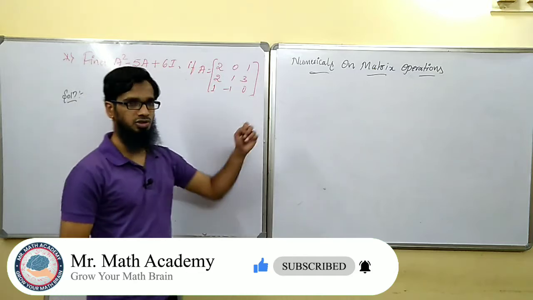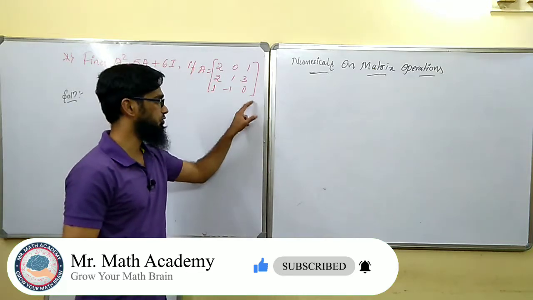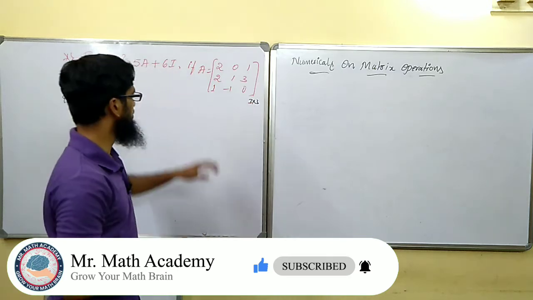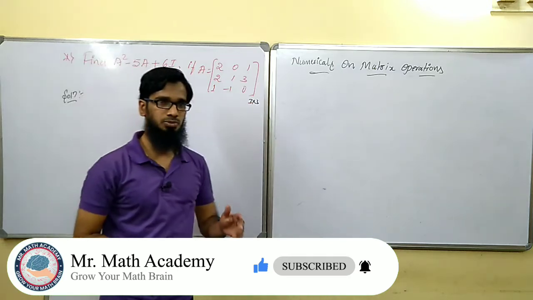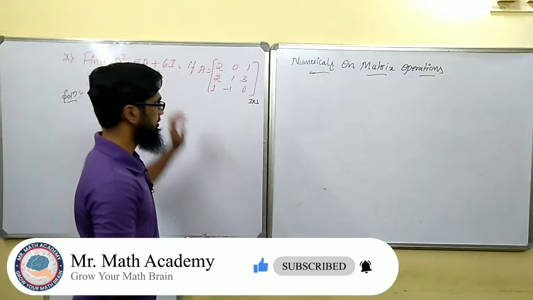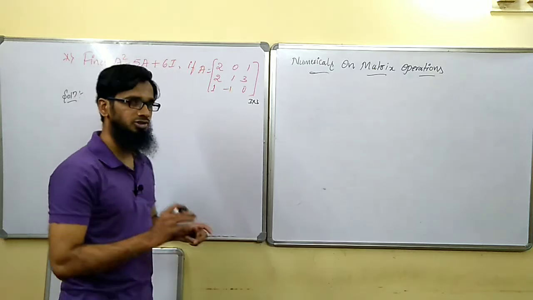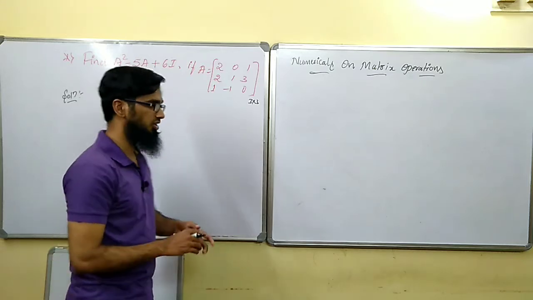He has given the matrix A, which is of order 3 cross 3 here. So he has given the 3 cross 3 order, matrix order. So we need to find out A square minus 5A plus 6 into I. So now before going into the complete solution here, we'll just consider one each single part here.